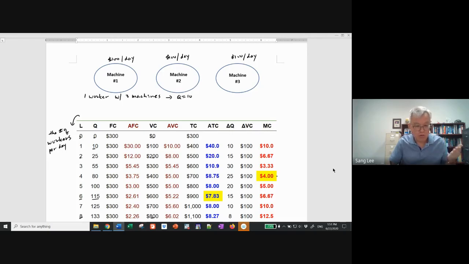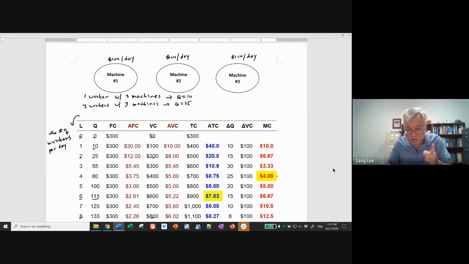So now you hire another worker. So you have a total of 2 workers. 2 workers with 3 machines. Now, of course, you have another helping hand, so you should be able to produce more, right? Yes. Output increases from 10 to 25.